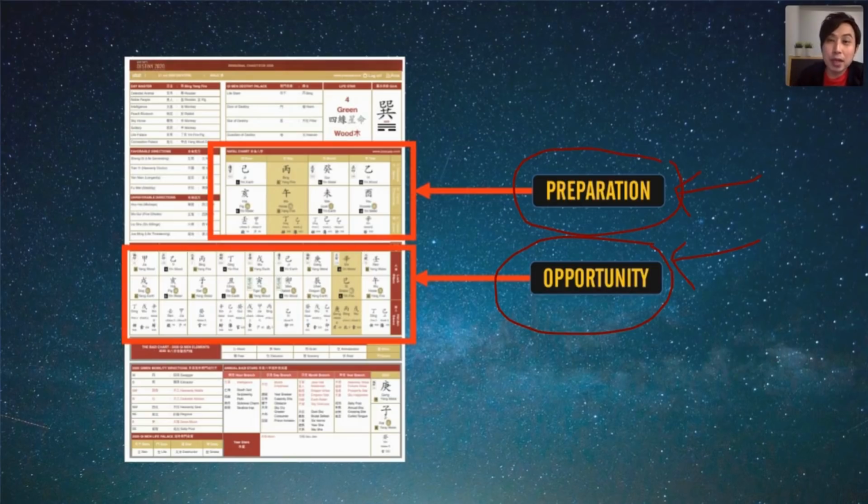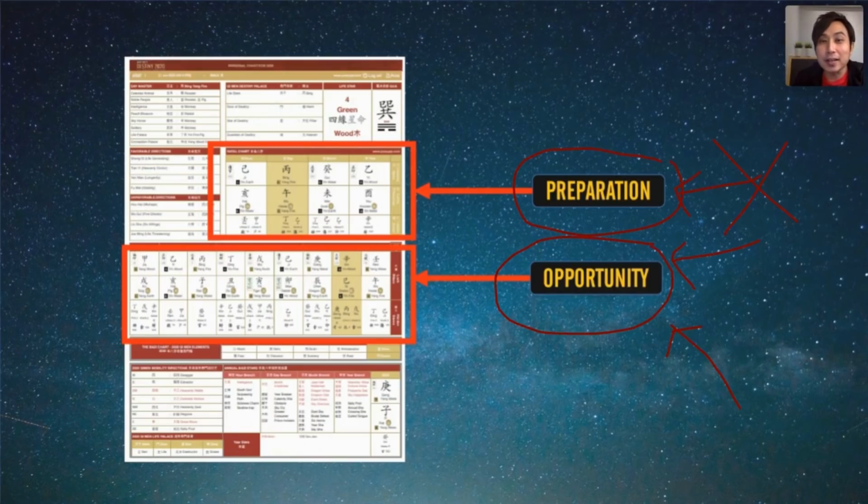But today we are not going to talk about the preparation part, because we are talking about the luck pillar. As the title of this webinar implies, we are talking about the luck pillar, which means we are looking at the opportunity part. So preparation, we'll talk about next time. Especially whenever you start learning BaZi, you learn about the day master, your talent, your strengths and weaknesses. What are you actually learning?